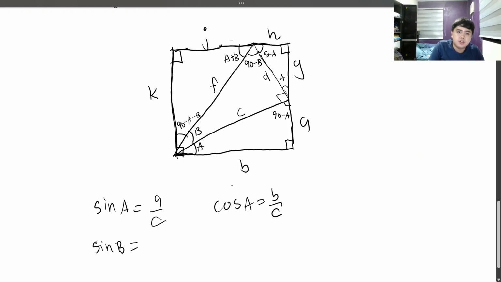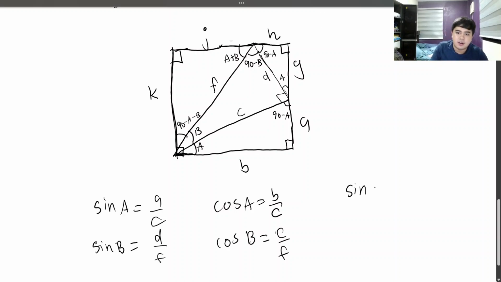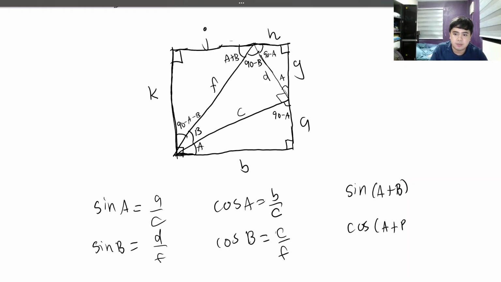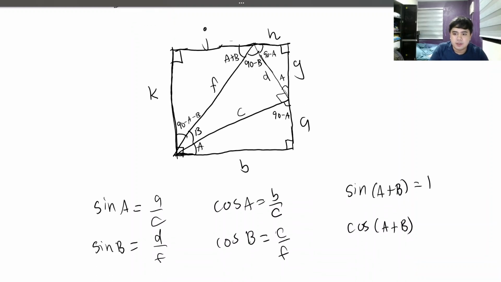Well, that's going to be D over F. What's cosine of B? Well, cosine of B is C over F. And now, the thing we're trying to find is sine of A plus B and cosine of A plus B. So start with sine. Sine of A plus B, we want the opposite, K, over F, which is the hypotenuse. For cosine, we get J over F.